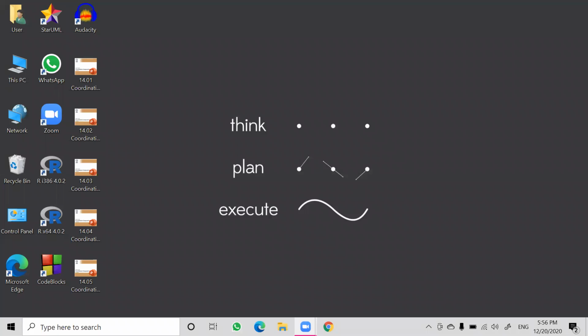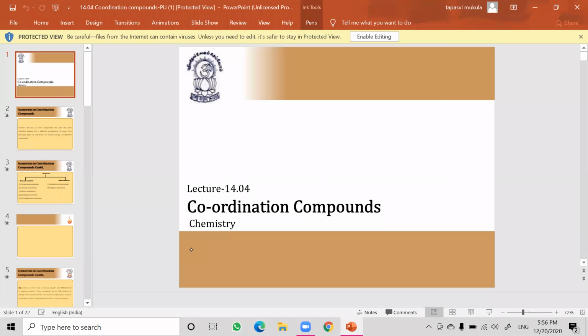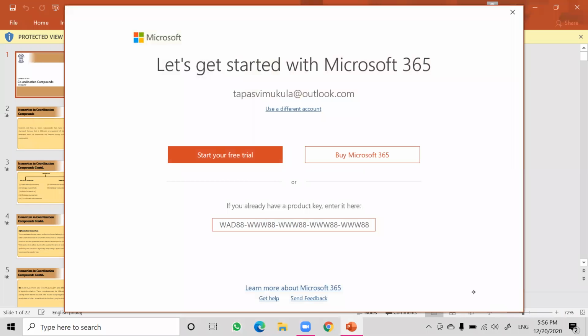Now we are in the second lecture of coordination compounds. In the first lecture, we have done how to write the names of the coordination compounds. Now in this lecture, we are going to discuss isomerism and some questions related to coordination compounds as well as isomerism. So, isomerism in coordination compounds.